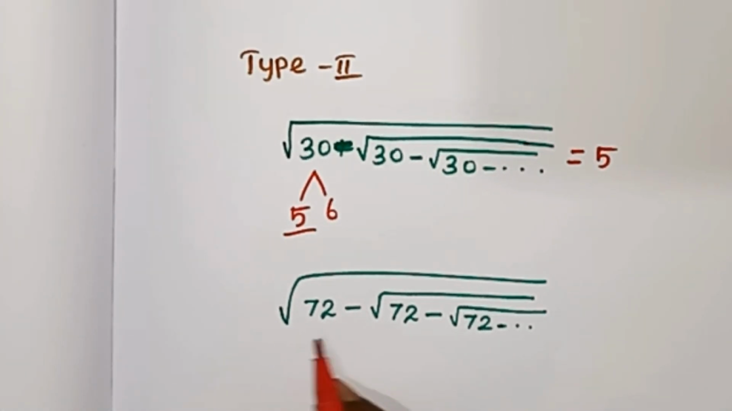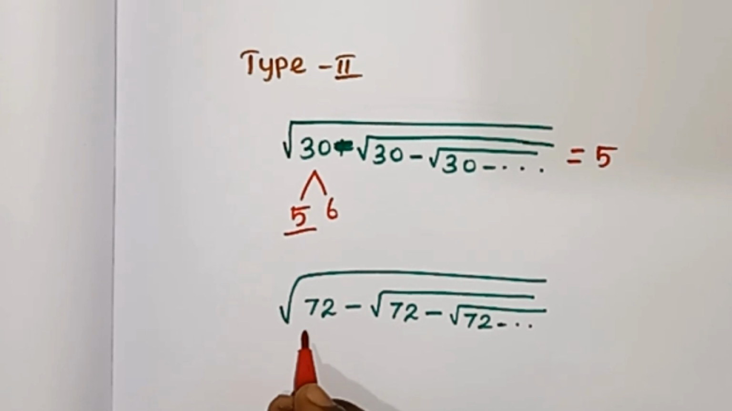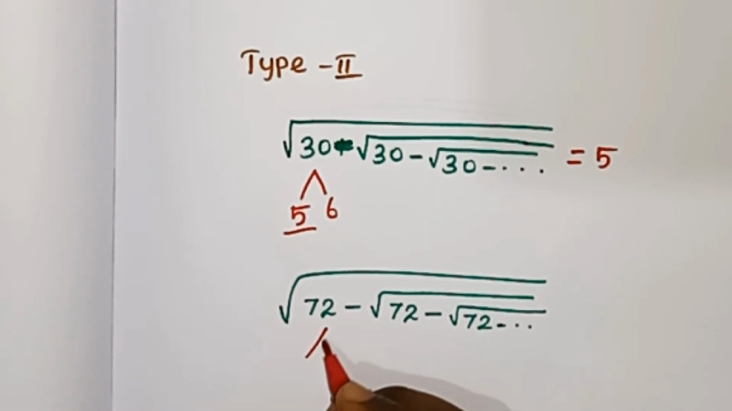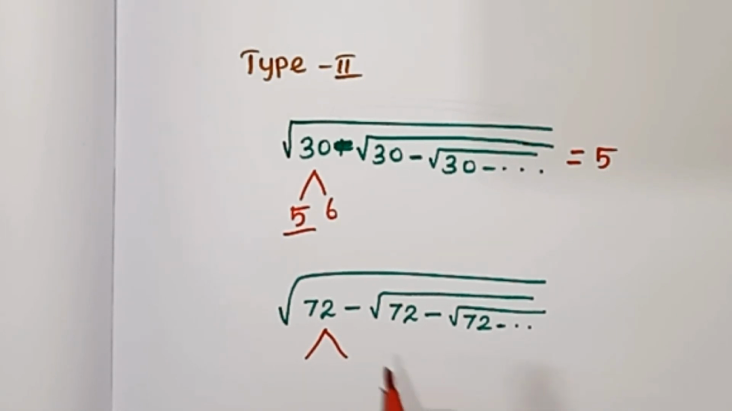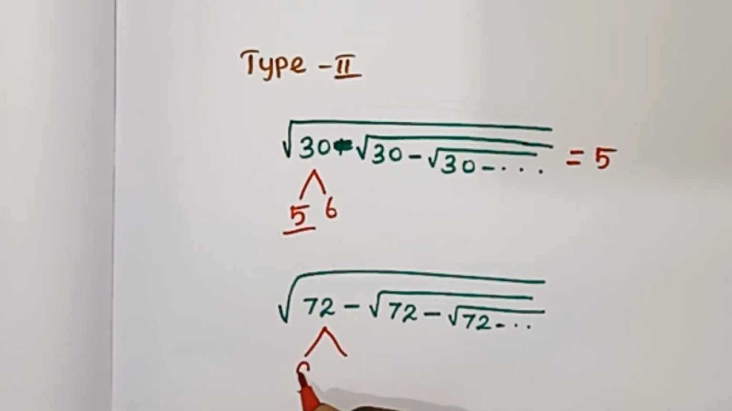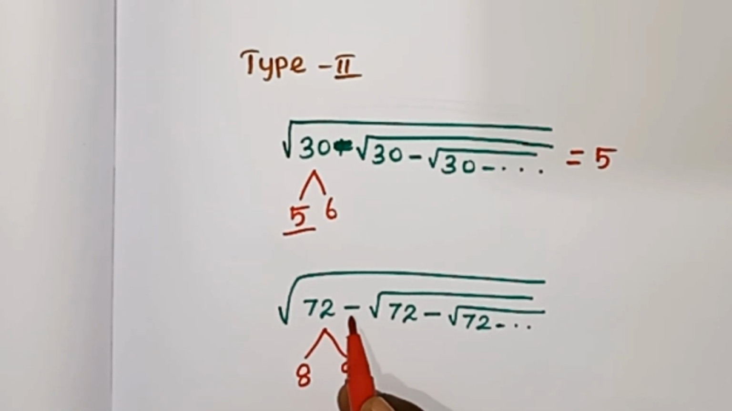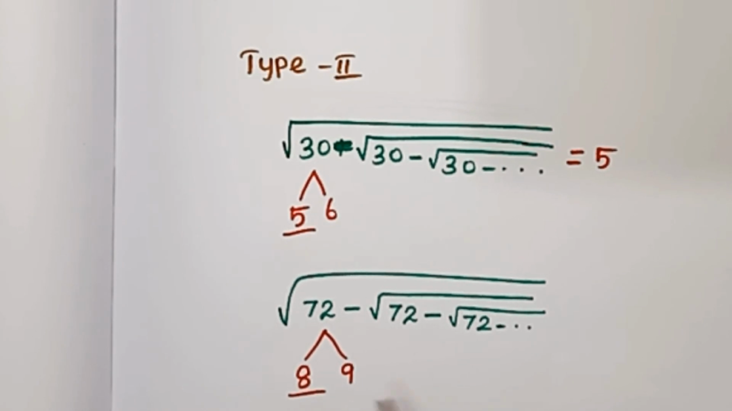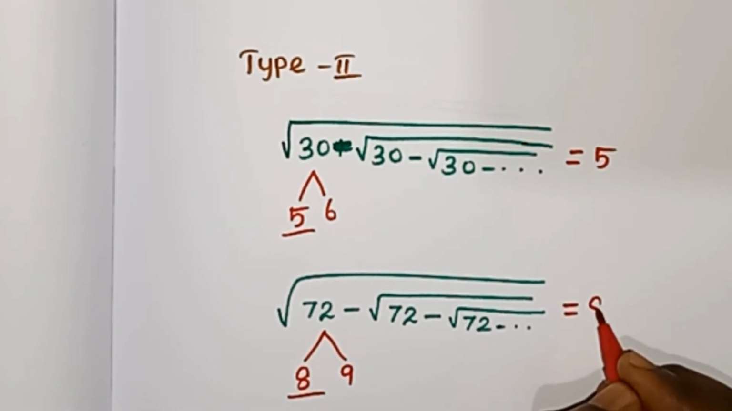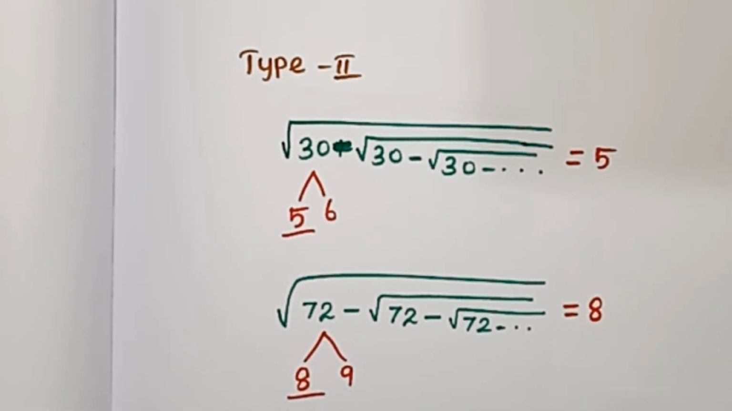Okay. Root 72 minus root 72 minus root 72 up to infinite. First you have to find the factors for 72. The factors difference must be 1. So 8 nines are 72. Here minus symbol, so you have to take the smallest value. So the answer is 8.